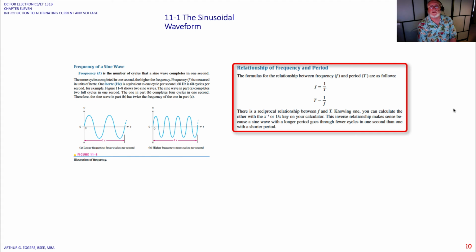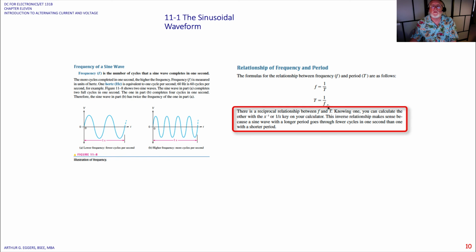So as I said, what's the relationship between frequency and period? Well, if we define frequency as a per unit of time or a per second relationship, 1 over t, then the corresponding inverse or reciprocal is time is equal to 1 over frequency, or 1 over f. So there's a reciprocal relationship between frequency and time. Knowing one, you can calculate the other.